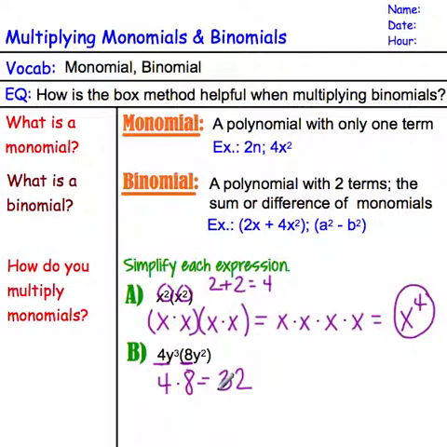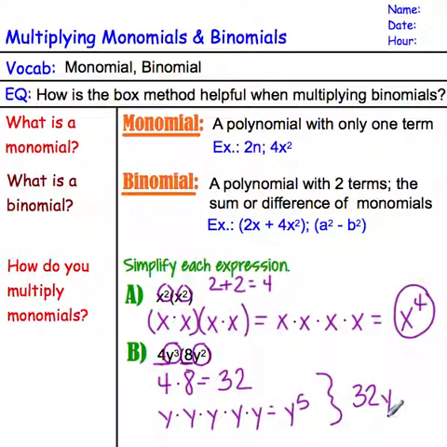So I know I have 32. And then I have y to the 3rd times y to the 2nd, which is y times y times y times y times y, which is equal to y to the 5th. So when I put those two together, I get 32 times y to the 5th. And as you recall, you do not need to put a multiplication sign in between 32 and y to the 5th. However, if you'd like to, please feel free to do so.